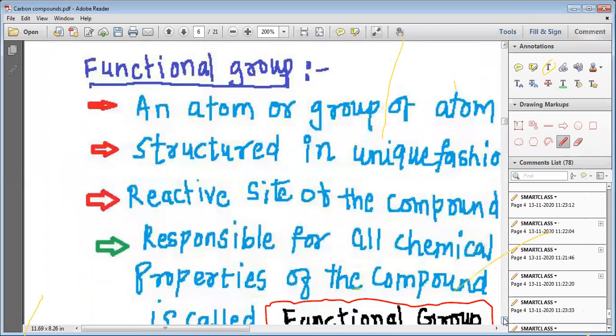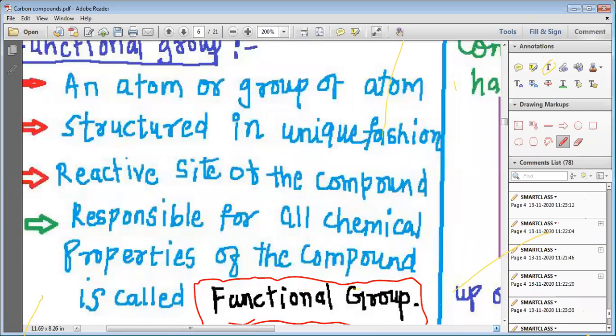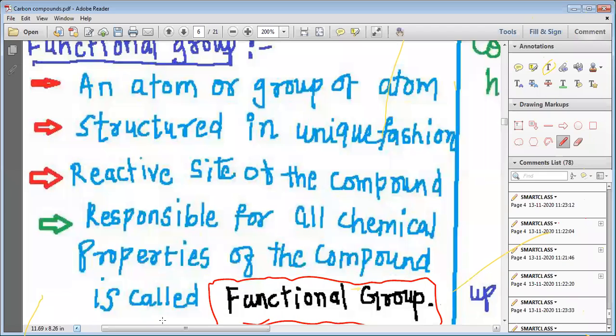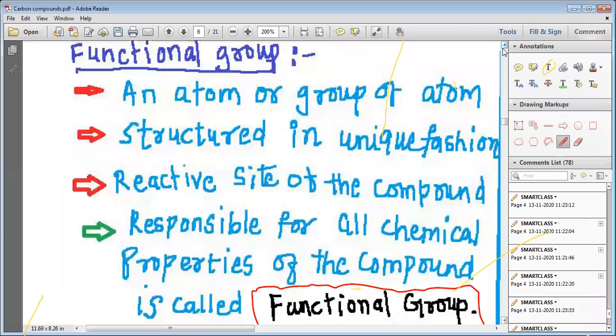So what are the various points that fall into the definition of the functional group? You can see here the first point for the definition of the functional group is an atom or a group of atoms. What does it mean? It simply means that the functional group can be a single atom, or it can be more than one atom. That is why we call it a group of atoms. So functional group can be a single atom or a group of atoms.